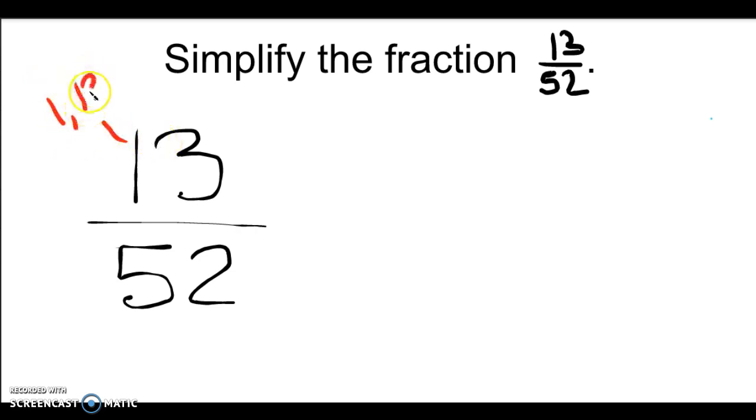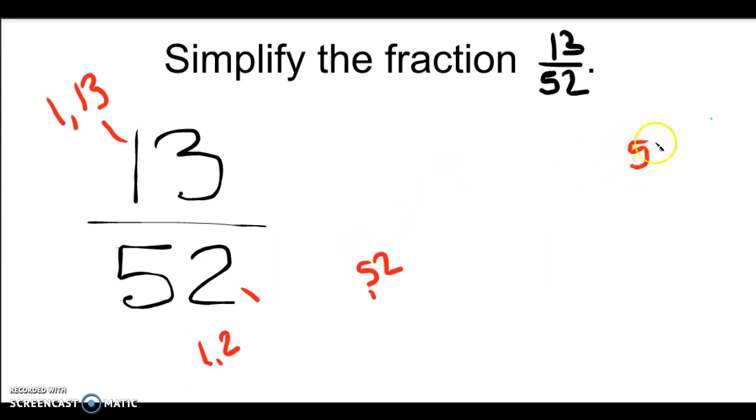I remember that from the beginning of the year. So the only factors are 1 and 13. So I better hope that 52 has 13 as a factor or I'm going to be in trouble, right? So let's do the factor list for 52. 1 and 52 are going to start us off, right? Because every number has those factors, okay?